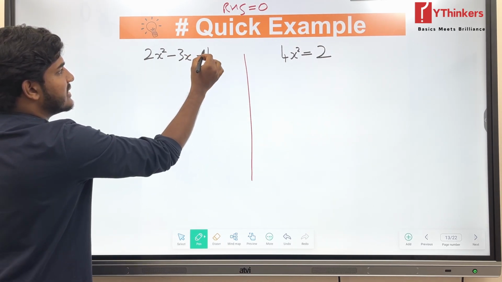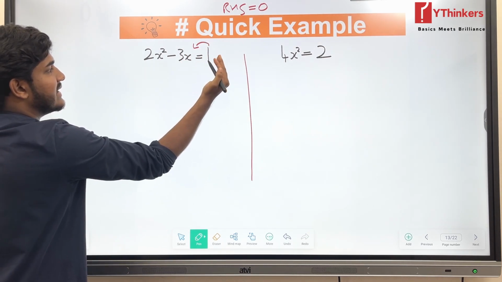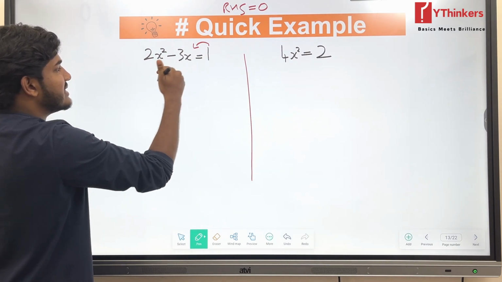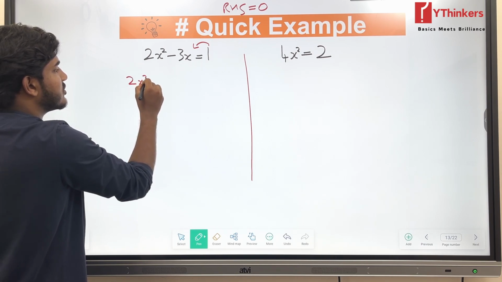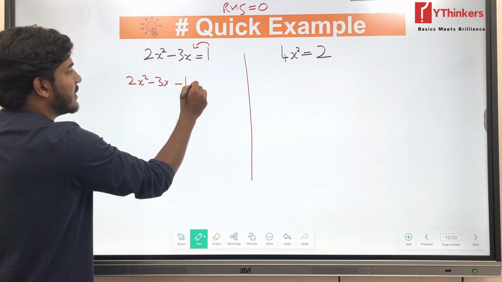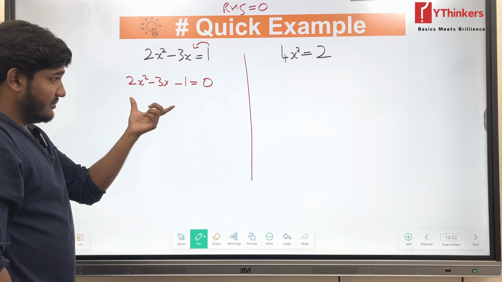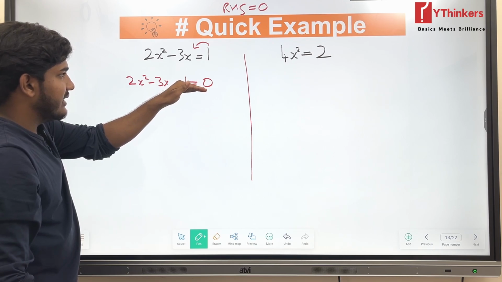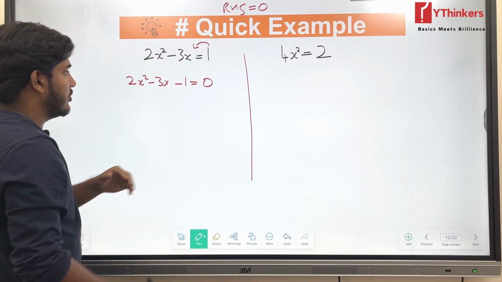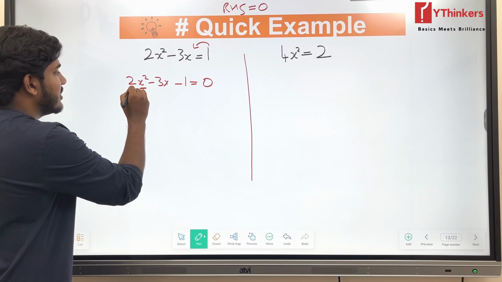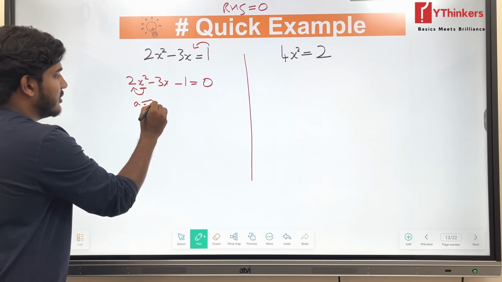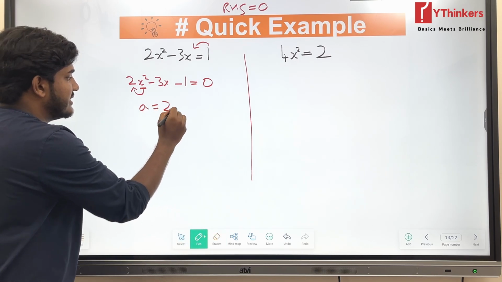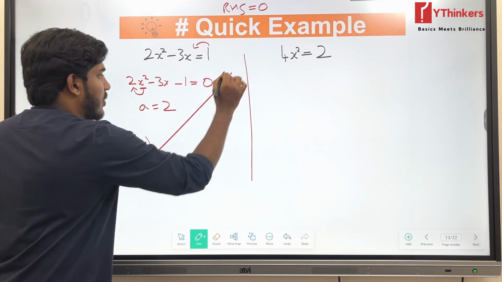So if I want to make it 0, I will send this 1 here. When I send a positive term to the other side, it becomes negative. So I can write it as 2x square minus 3x minus 1 is equal to 0. It is an equation now. So now to get to know whether it's a quadratic equation or no, x square का coefficient is 2. So hence a is equal to 2, which is not 0. 0 तो नहीं है. So this is a quadratic equation.